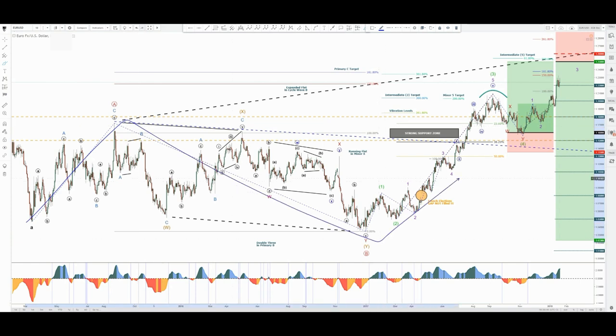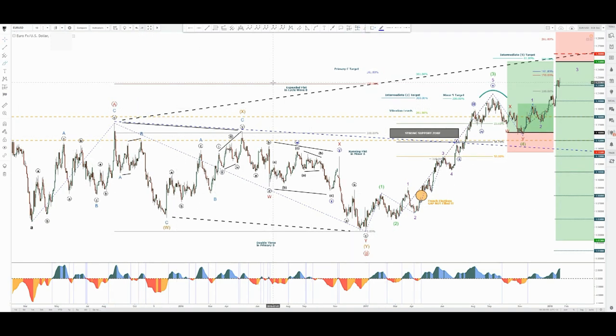This can be a W, even X. Some people are labeling it as W X, but because of the structures within it, I have decided to label it as a B, because it allows it to have multiples within multiples. So let's say we're going A B C W, then A B C X W X in a running flat. Right after that we went on the downside.